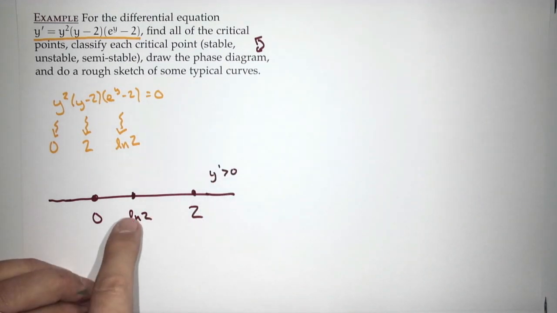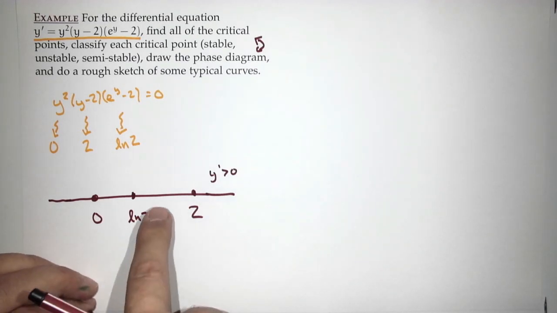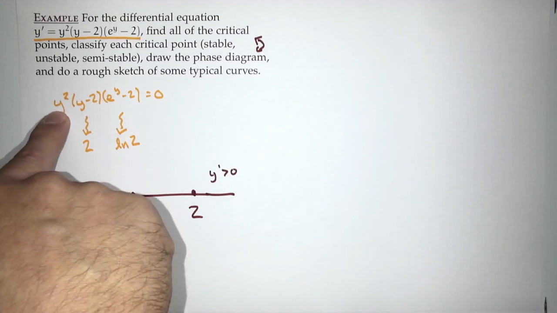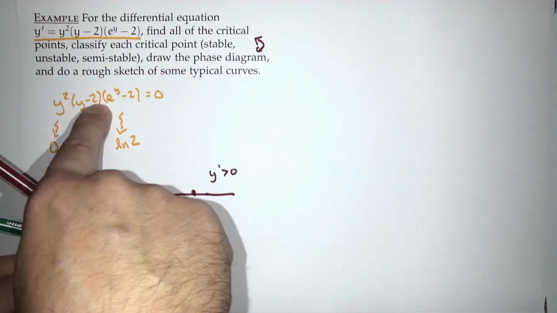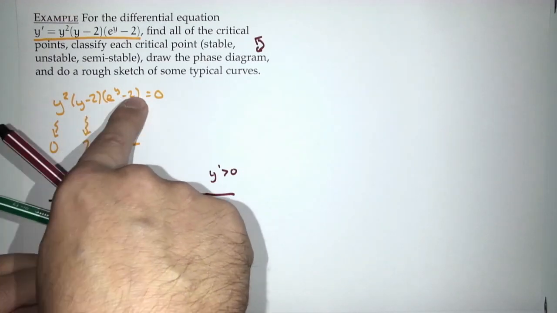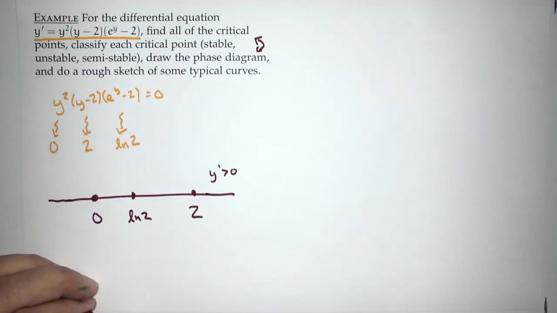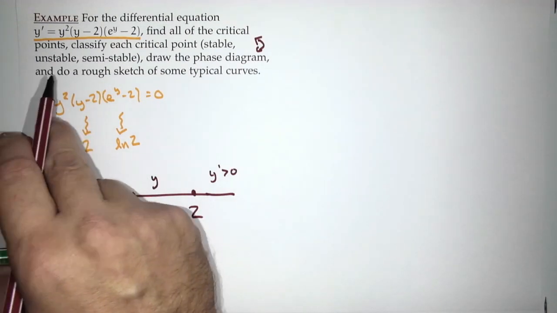Okay, something between log 2 and 2. 1. We even had that discussion. Okay, 1 squared? Positive. 1 minus 2? Negative. E to the 1 minus 2? Positive, because that's e minus 2. E is 2.7, dot, dot, dot. So put it all together? Negative, because it's positive, negative, positive.